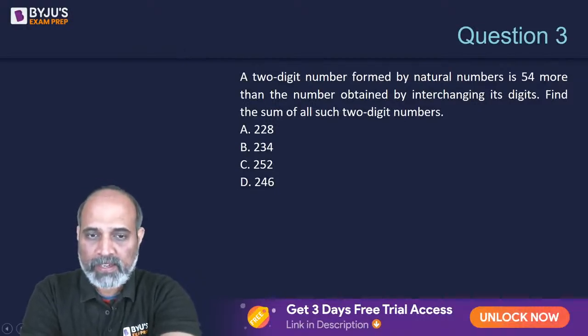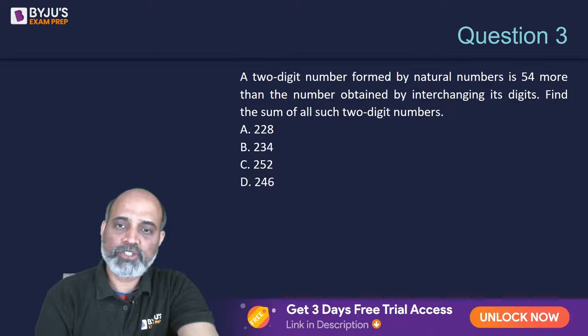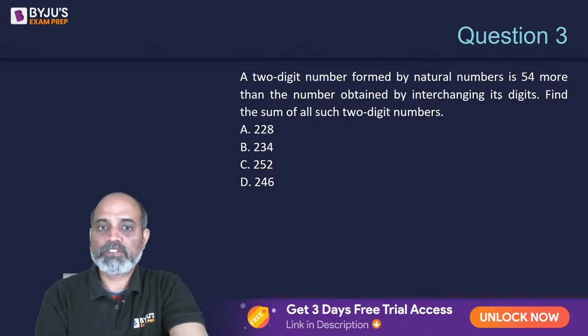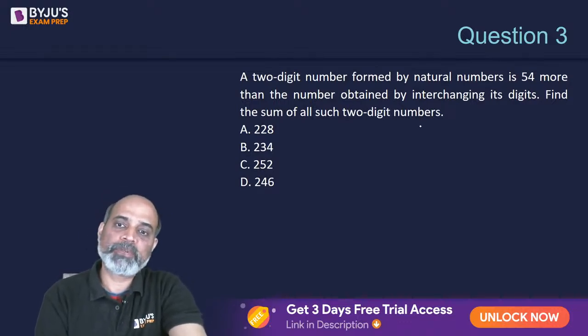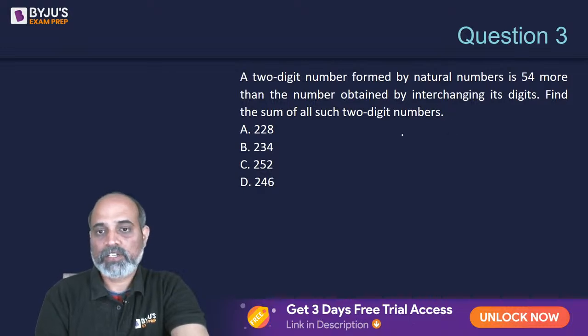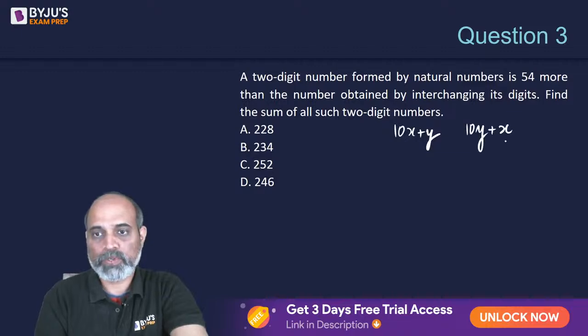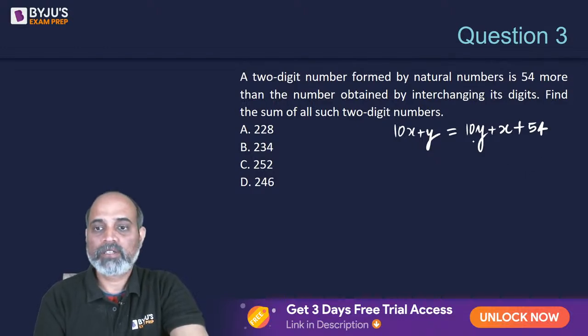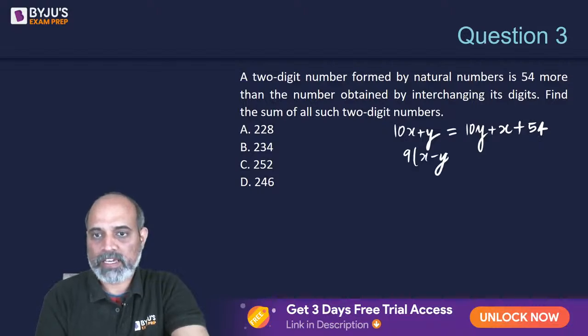Okay, next question. A 2-digit number formed by natural numbers is 54 more than the number obtained by interchanging its digits. So if I take the original number to be 10x plus y, if I interchange the digits, it becomes 10y plus x, and the original number is 54 more than the new number. So if we look at this, we can write this as 9 times x minus y is equal to 54, or we will get x minus y is equal to 6.